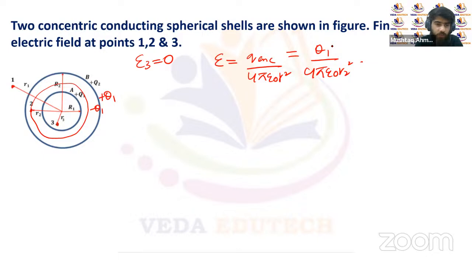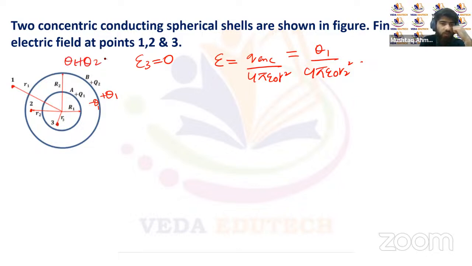This will be the electric field at point 2. Now let's calculate the electric field at point 1. The net charge here comes out to be: for the inside surface, the charge induced will be minus q, and for the outside surface, the charge induced will be plus q1. So the net charge on the outer surface of the sphere will be q1 plus q2.